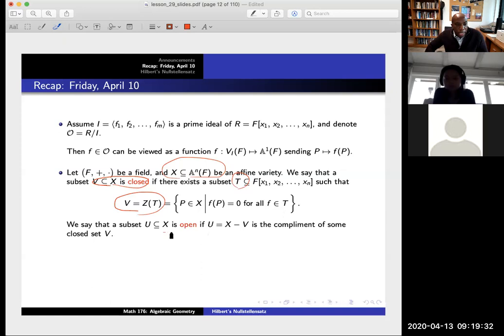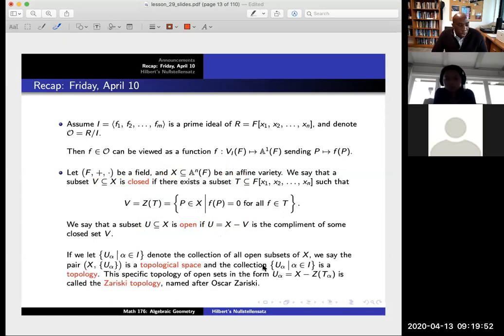Similarly, we'll say that a subset is open if it is the complement of a closed set. So again, we have this idea of closed sets that look like that, they're the zero locus of some subset T, and then an open set just means that it's the complement of a closed set. So putting all of this together, we actually realize that we have a topological space as follows.